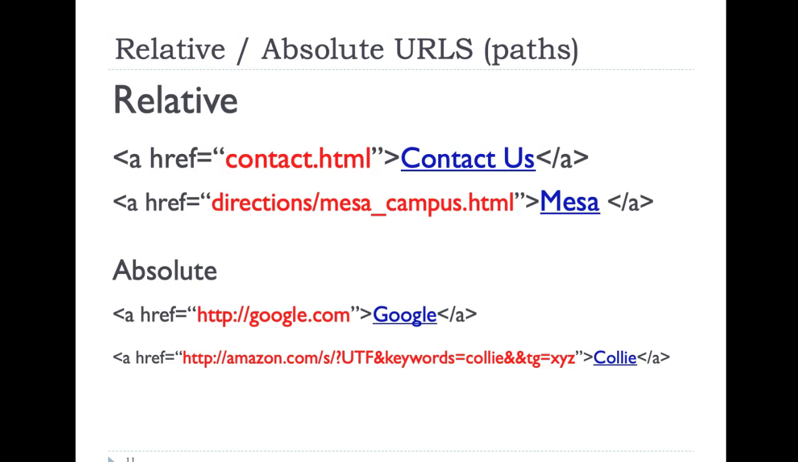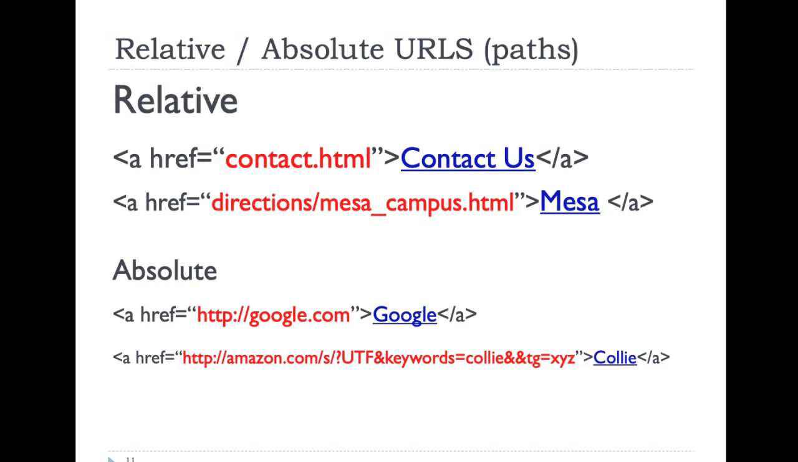So here's another update on the difference between a relative and an absolute URL that we discussed in a previous slide. The relative URL will only work if there is a contact.html page in the same directory as the file that has this link. The second link shows a link from a file to a folder called directions and then a file called mesa_campus.html. If you don't keep this directory structure with a folder called directions and then Mesa Campus, you will have a not found error.